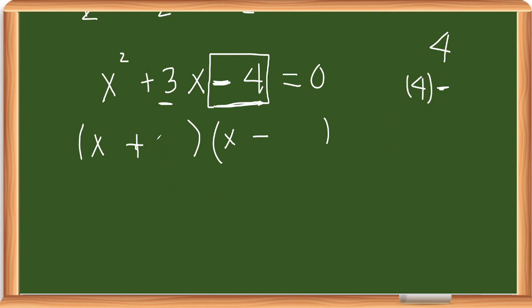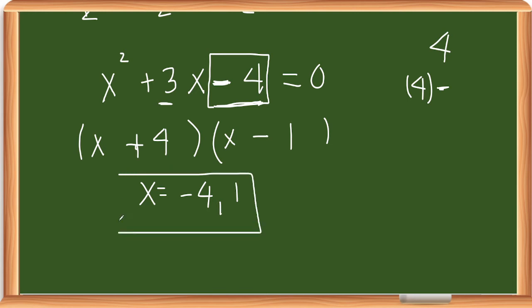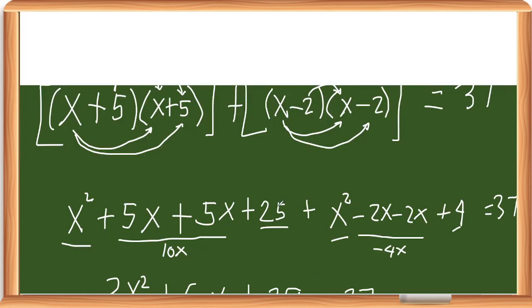Rosemary, ma'am. Okay, thank you, Rosemary. So, we have dito yung positive at dito yung minus. Okay, so, therefore, x is equal to negative 4 and positive 1. Now, ganun pa rin. I-check nyo kung magiging solution ba siya dito.